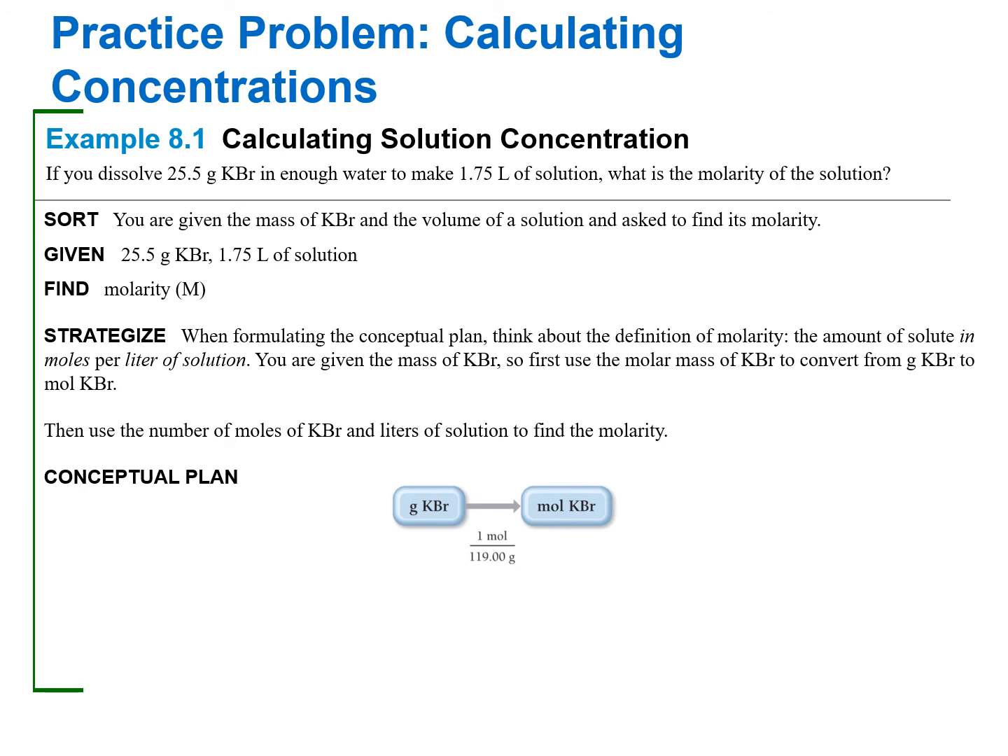And the way that we do that is through, guess what? Another conversion factor, molar mass. So if we can figure out the molar mass of potassium bromide, we can create a conversion factor that gets us out of grams of potassium bromide and into moles of potassium bromide. And once we have the moles of potassium bromide, we can just simply put moles of potassium bromide over liters of solution and figure out what the molarity is. Okay, so let's start doing some math.